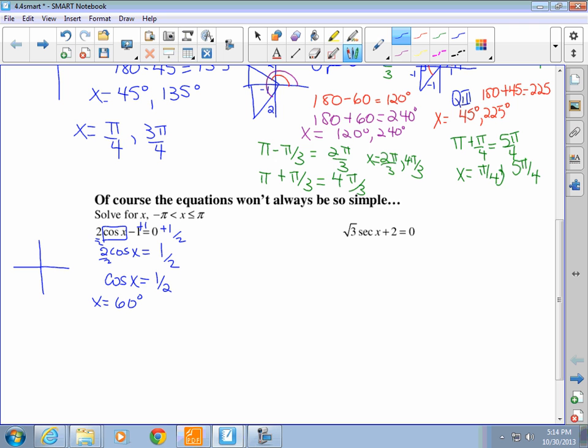So my restrictions are between negative pi and pi. So negative pi means I'm going in this direction, and pi means I'm going in this direction. So basically it has to be in the top or it has to be in the bottom. It can't be going all the way around. That's my restriction. So if x is equal to 60, then I take a look. Okay, cos is positive in quadrant 1 and quadrant 4. So I know it's going to be either here or it's going to be here.